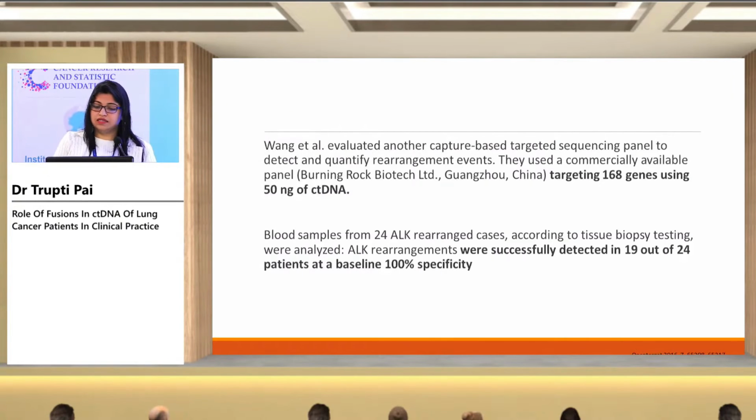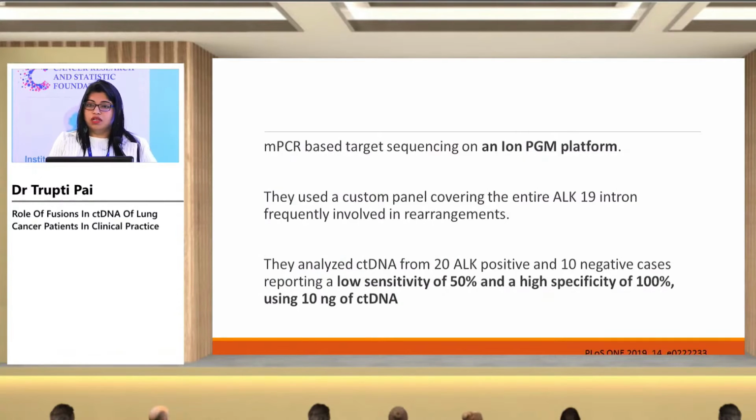Similarly, there was a Chinese study. Again, they used a different panel targeting 168 genes using 50 nanogram of ctDNA. It was blood samples from 24 ALK gene rearranged patients, and they were able to identify 19 out of 24 patients with a baseline specificity of 100%. So with all these studies, we see that though the sensitivity is lower, the specificity is 100%.